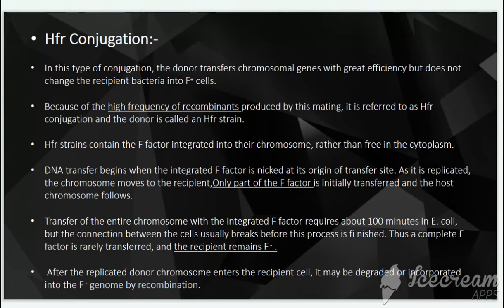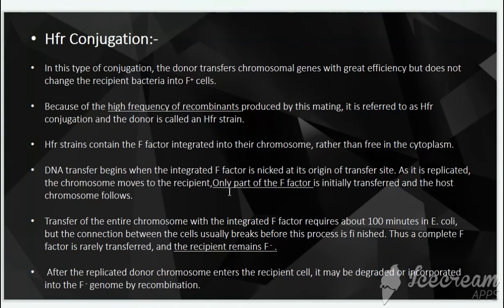Now if I go to the slide, we saw that there is a high frequency of recombinants, right? DNA transfer begins when the integrated F factor is nicked at its origin of transfer site. As we saw, how is it going to nick? Just like we saw in the conjugation system, the protein complex relaxosome is going to come and nick one of the strands from that origin of transfer site. As it is replicated, how is it going to be replicated? By rolling circle mechanism, right? The chromosome moves to the recipient.